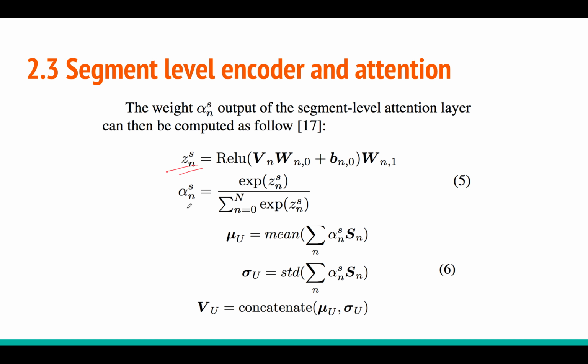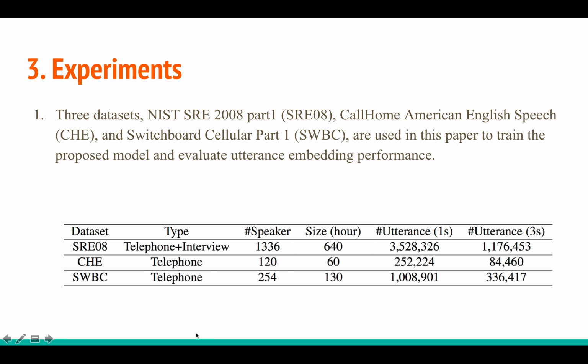You have z's and you compute alphas, which are the attention weights, then you compute the mean and the sigma, and then compute the final utterance level feature vector, followed by a fully connected layer, and you do softmax, right? As simple as that. So I hope you understood it. It's not that complicated or anything.